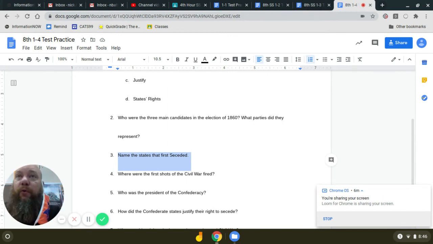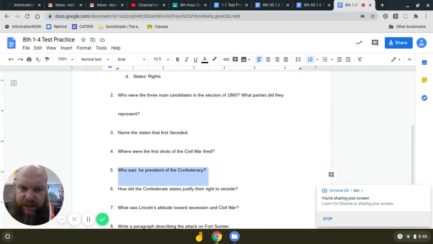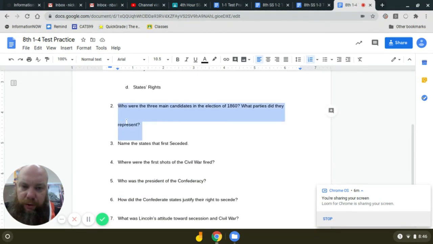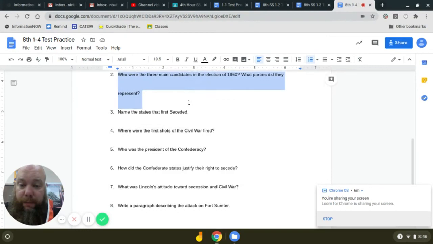Any 5 of those states: Florida, Alabama, Arkansas, Mississippi, Georgia, Texas, Tennessee, Virginia, South Carolina, North Carolina, any 5 of those that joined the Confederacy. Okay, the first shots were fired at Fort Sumter. The president of the Confederacy was Jefferson Davis. The candidates in the election you could look up. Of course, Lincoln was the Republicans. He ended up winning.